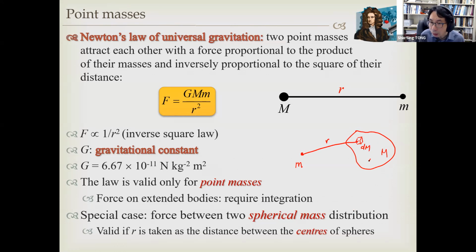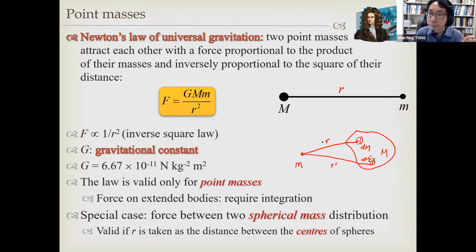But another tiny volume, whose mass I call m prime, will have a different distance r prime from the point mass. So I don't know what r to use. What r should I use, right? Different elements in the distribution have different distances from the point mass.